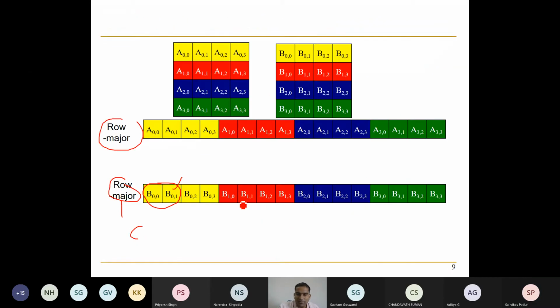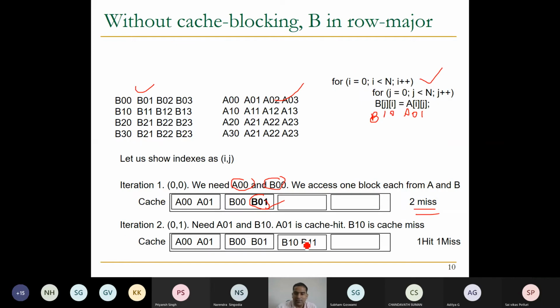So now when I fetch B10, what all will come? B11. Yeah, when I fetch B10, then B11 will also come. So that I have shown here. Out of these two accesses, one was this, one was this. Out of them, how many are hits, how many are misses? 1 hit, 1 miss. So that I've shown: 1 hit, 1 miss. Okay, so this is the summary till now.